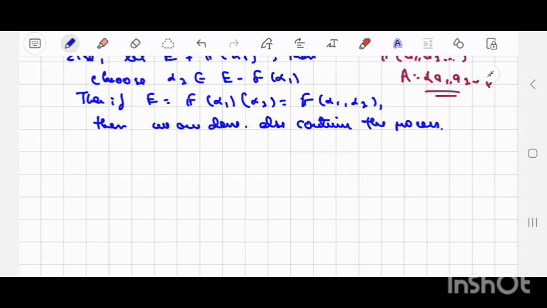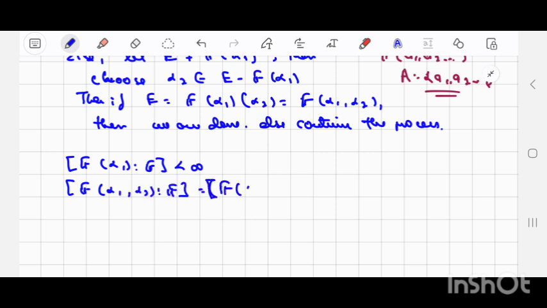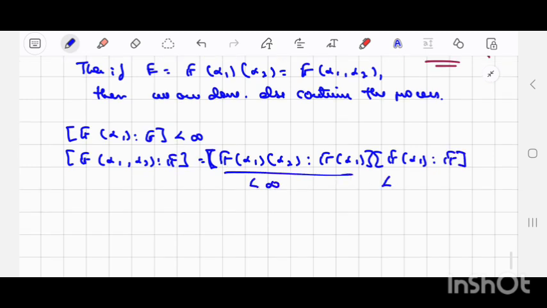Because we have already proven that E is algebraic. So each of these elements alpha 1, alpha 2 are all algebraic over F. Therefore, the degree of F(alpha 1) over F is finite. F(alpha 1, alpha 2) over F can be written as F(alpha 1, alpha 2) over F(alpha 1) times F(alpha 1) over F, right? So this is a finite extension, and this is also a finite extension, right?